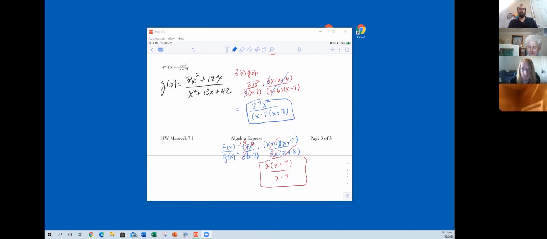So on 67, the division, you take the first fraction and multiply it times the reciprocal of the g of x, and then just cancel all your terms, and you wind up with 3 times x plus 7 over x minus 7. The hardest part of this lesson is just the factoring. Because once you've got something factored, then all it is is matching factors in the numerator with factors in the denominator and canceling them out.